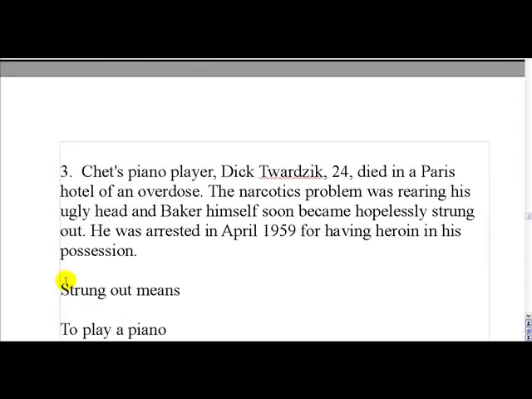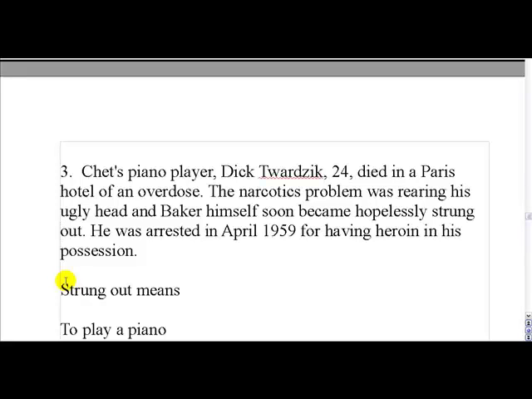Chet's piano player, Dick Twardzik, 24, died in a Paris hotel of an overdose. The narcotics problem was rearing its ugly head, and Baker himself soon became hopelessly strung out. He was arrested in April 1959 for having heroin in his possession.